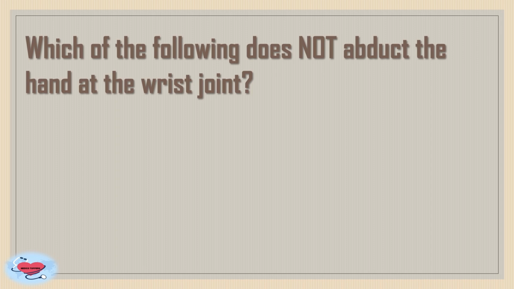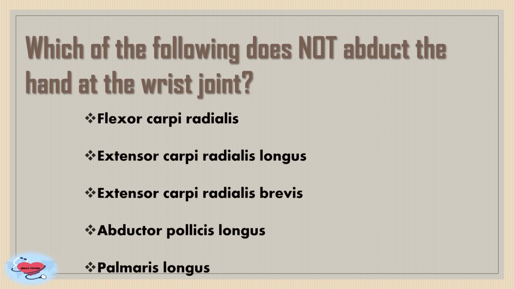Which of the following does not abduct the hand at the wrist joint? Options are flexor carpi radialis, extensor carpi radialis longus, extensor carpi radialis brevis, abductor pollicis longus, palmaris longus. And the answer is palmaris longus, because other muscles help in abduction of wrist joint.